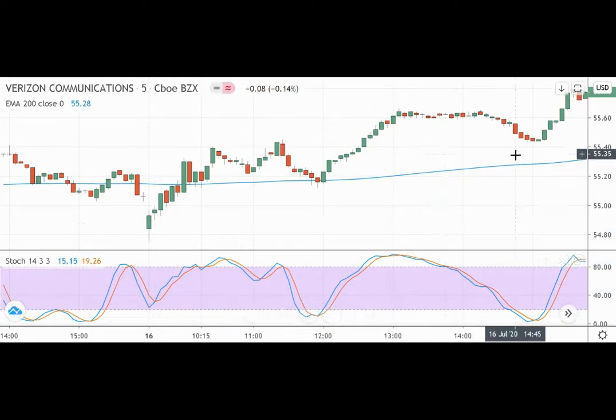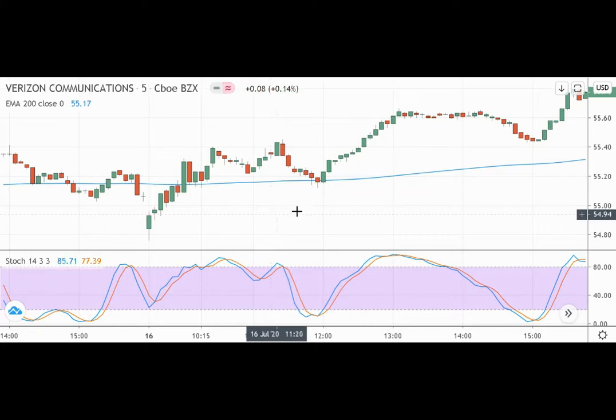So we're going to look at the orange line here, or whatever color it is on your platform. You want to use the slow, smoother stochastic line, not the fast stochastic for this method.